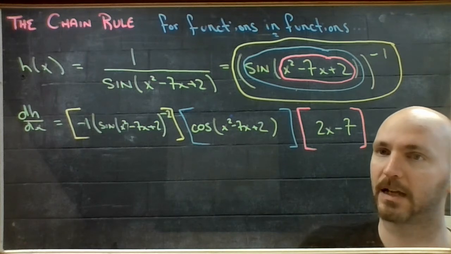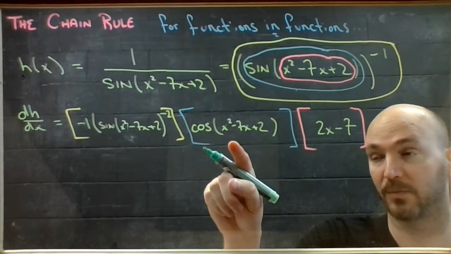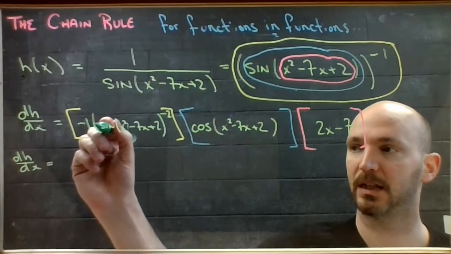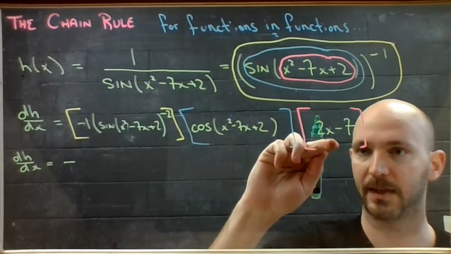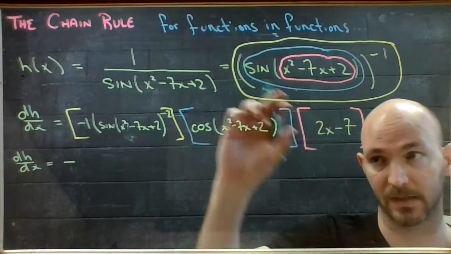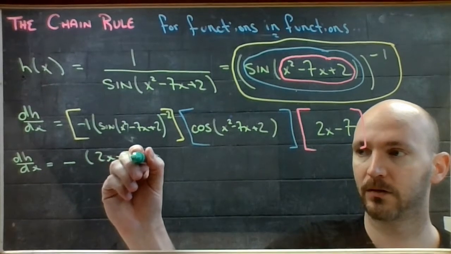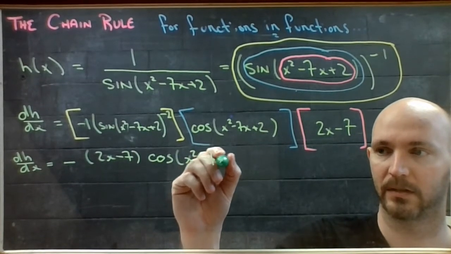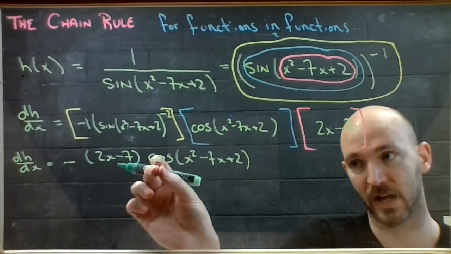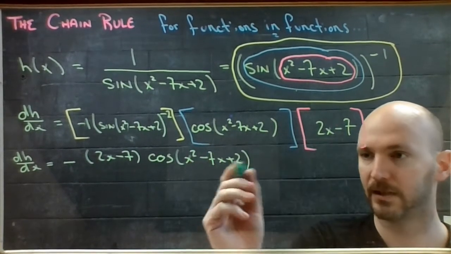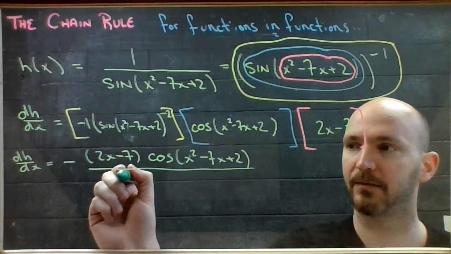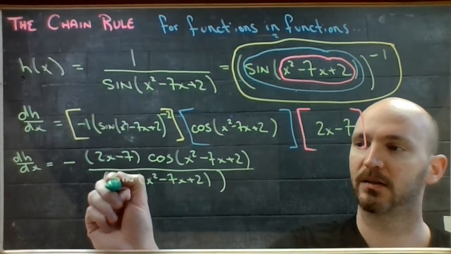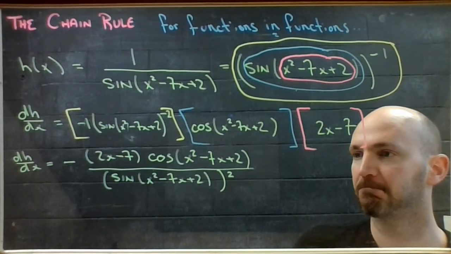So if I look at what I can clean up here, I have this in a numerator, I have this in a numerator, and I have this in a denominator. So my derivative then would be negative. This is up top, and this is up top. And just for grammar, we write these things first. It's not wrong to write them second, but it can be a little confusing. It's nice to see that it's this times the cosine, not the cosine of this times that. And then I have a sine of x squared minus 7x plus 2 squared in the denominator. There you go. Tied it up.